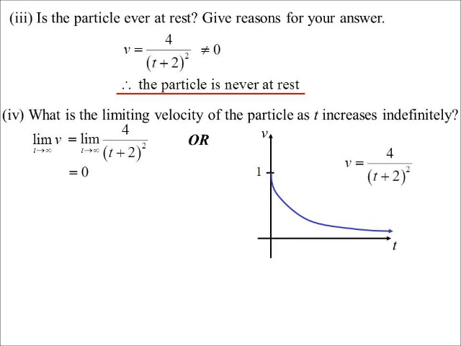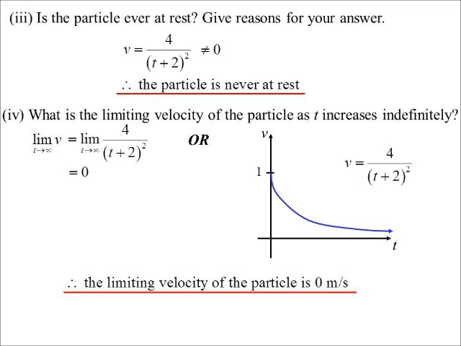Another way, if you just think of the graph, if I was to draw that graph, and I know you love drawing your graphs, I'd end up with something like that. There's 4 on t plus 2 all squared. Now I can just look at the graph. Oh, look, that's approaching 0. As t's going to infinity, that graph is going to 0. So whichever way, we get our limiting velocity is 0. So it never is stationary, but it's getting slower and slower and slower.